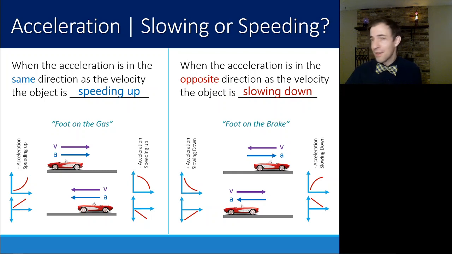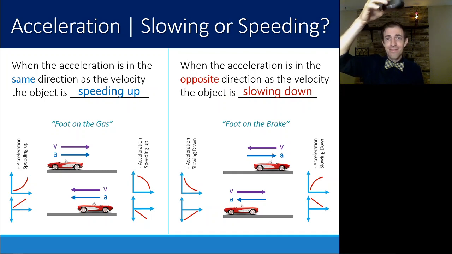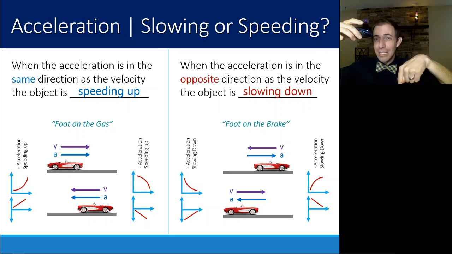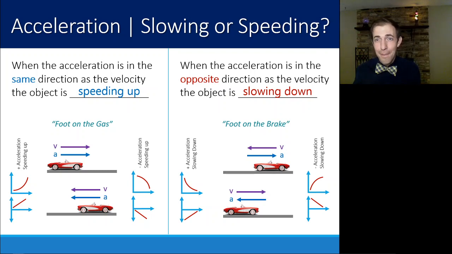Because you could, for example, drop a ball and it's moving in the negative direction, but it's getting faster. It's getting faster because there's also a negative acceleration causing it to speed up in the negative. We'll continue talking about this because that's kind of a weird concept to really wrap your mind around.